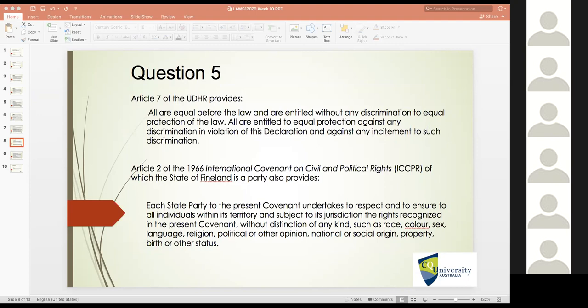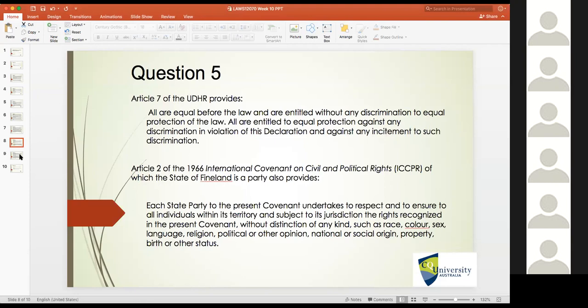Article 2 of the 1966 International Covenant on Civil and Political Rights, of which the State of Fineland is a party, also provides. Each state party to the present covenant undertakes to respect and to ensure to all individuals within its territory and subject to its jurisdiction the rights recognised in the present covenant without any distinction of any kind, such as race, colour, sex, language, religion, political or other opinion, national or social origin, property, birth or other status. Very good.